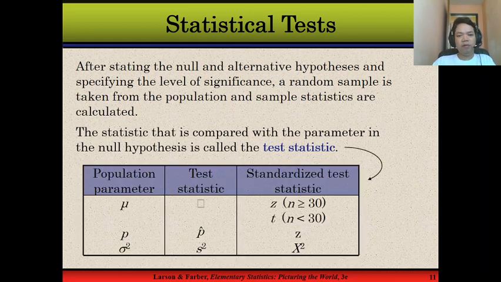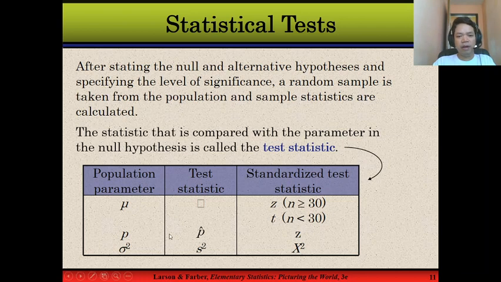Okay? So, kung ang population parameter mo ay mu, ang test statistics mo is x bar, yung sample mean. At gagamitin mo siya kapag ang sample size ay greater than or equal sa 30. So, recall niyo yung ating decision whether to use Z or T. So, mag-a-apply pa rin siya sa hypothesis testing. Pareho lang yung ating gagawing decision.